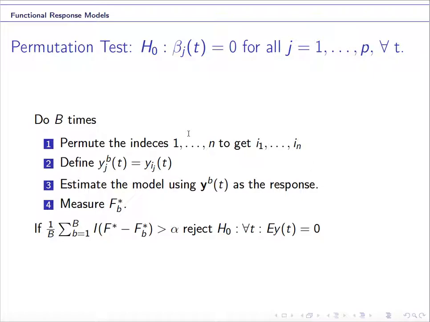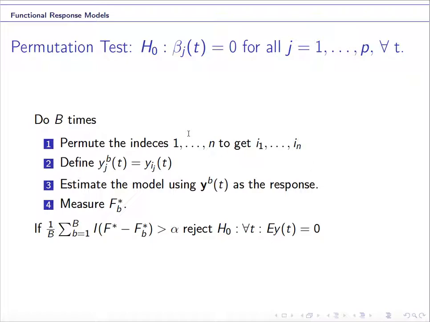So when we do the permutation test, suppose we have only one covariate. We have y_1(t) and x_11, y_2(t) and x_21, until y_n(t) and x_n1. We want to test the association between the covariates and the response. So what we can do is permute the response. Basically, you randomly rearrange the responses, and you fix the order of the covariates.